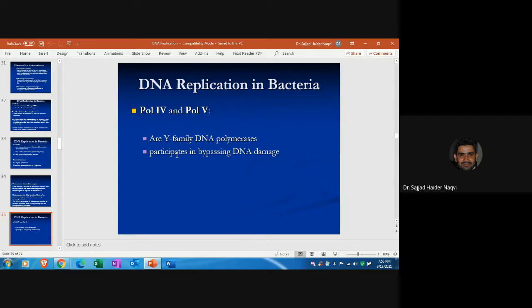Now there are two more polymerases. I'll quickly go through that. Polymerase 4 and polymerase 5. The polymerase 4 and 5 are from the Y family of DNA polymerases, and their main function is bypassing the DNA damage.